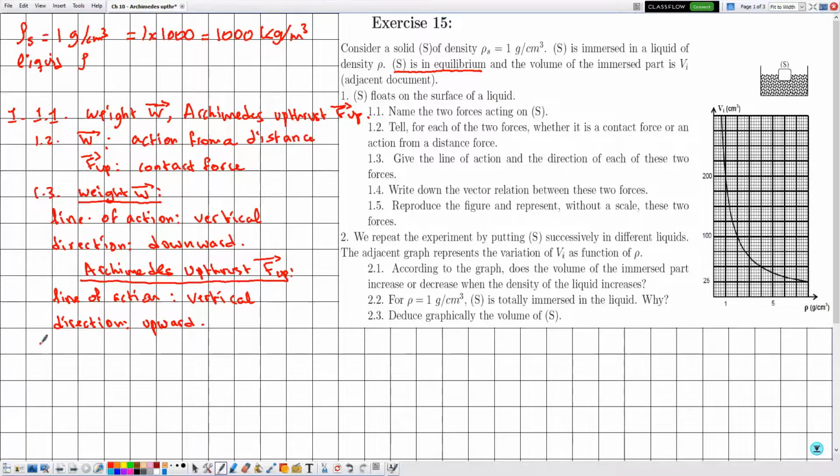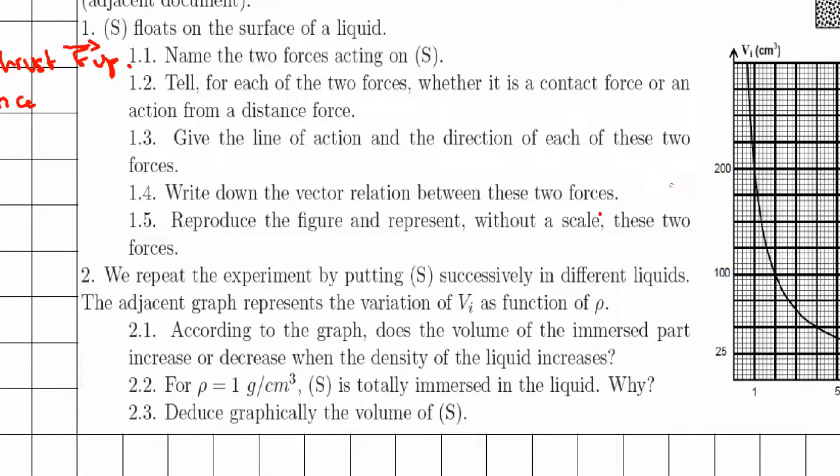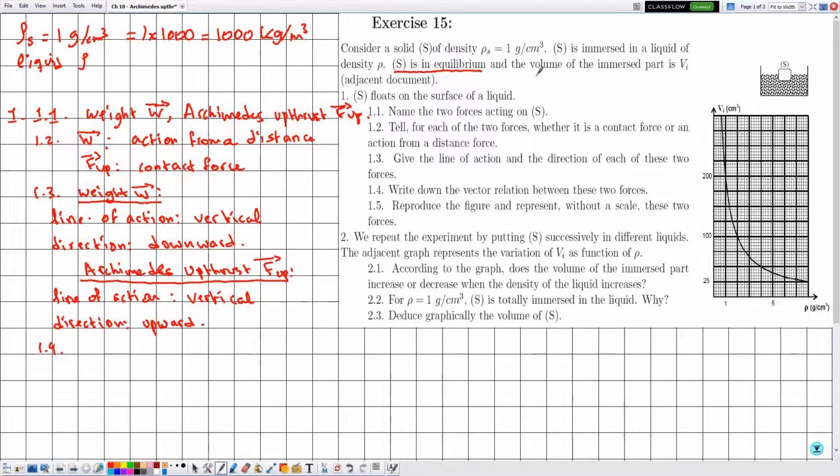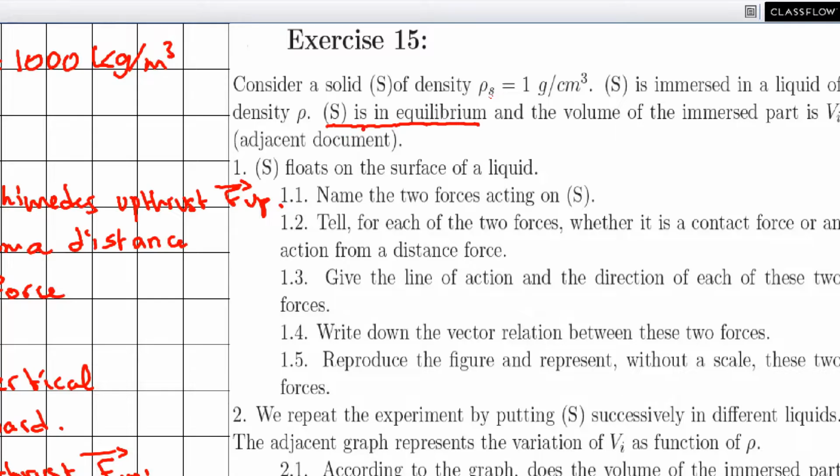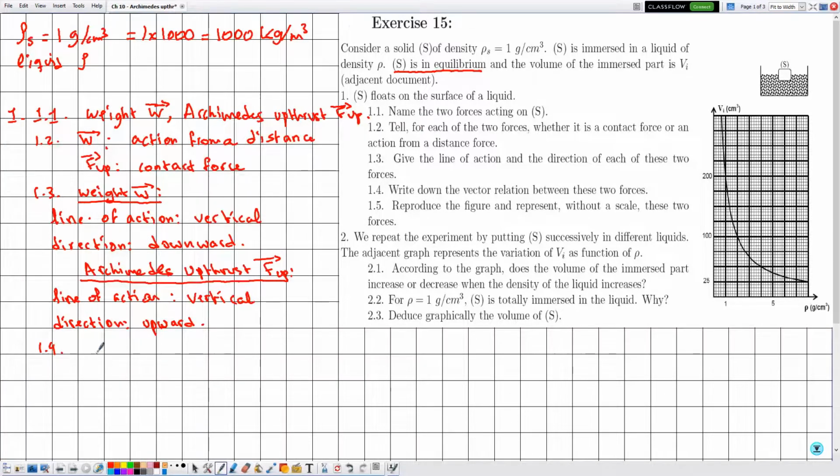Now in 1.4, write down the vector relation between these two forces, and here by the relation they mean the equality, or in other words the condition of equilibrium. Here we can use the condition of equilibrium because they already mentioned in the exercise that S is in equilibrium. So let's write as a title: at equilibrium.